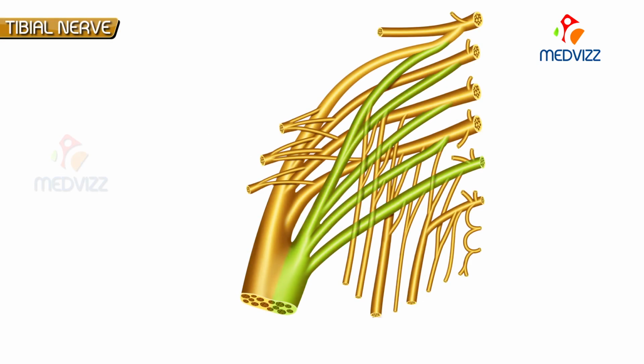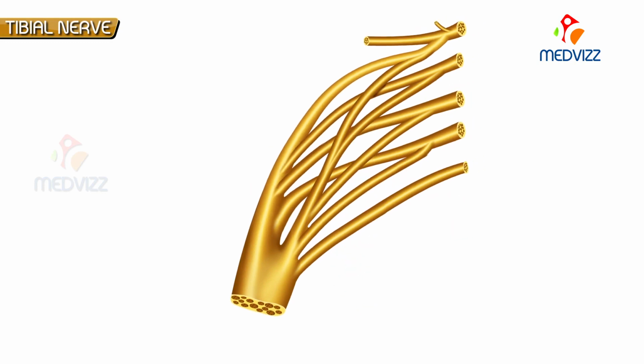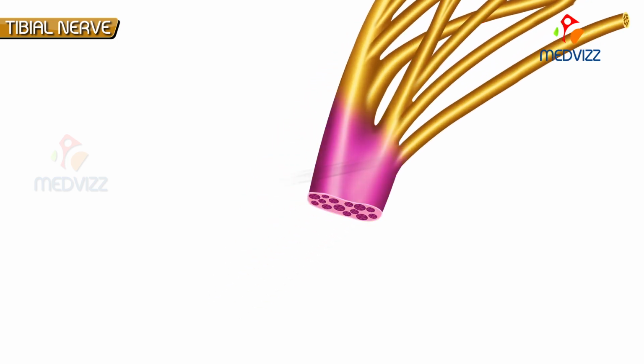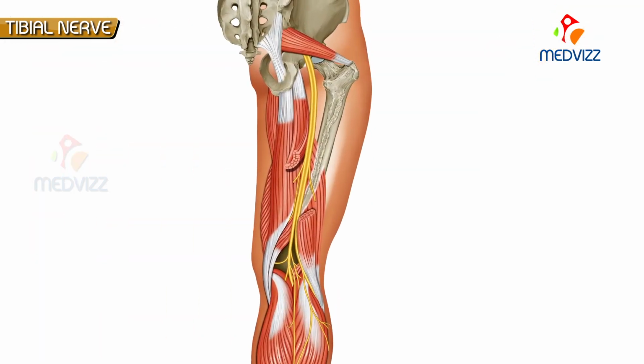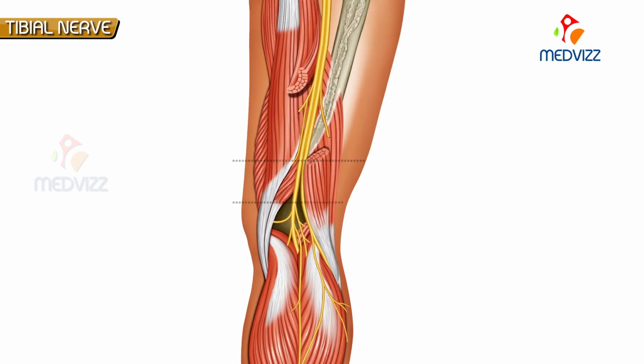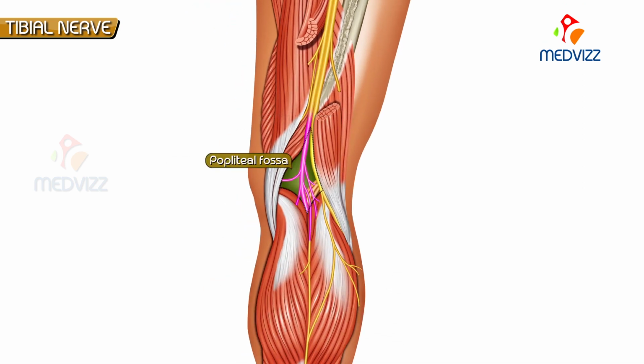Tibial nerve. The tibial nerve is derived from ventral divisions of ventral rami of L4 to S3 spinal nerves, and it is a component of sciatic nerve. It arises as a terminal branch of the sciatic nerve on the back of the thigh, that is at the junction between upper 2/3 as well as lower 1/3 of the thigh, and enters the popliteal fossa.